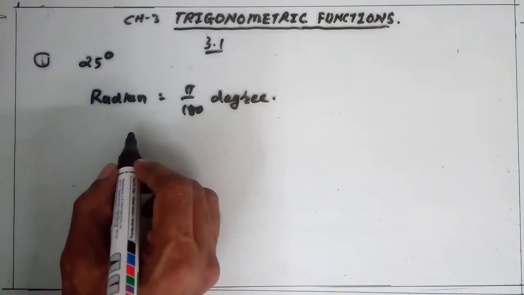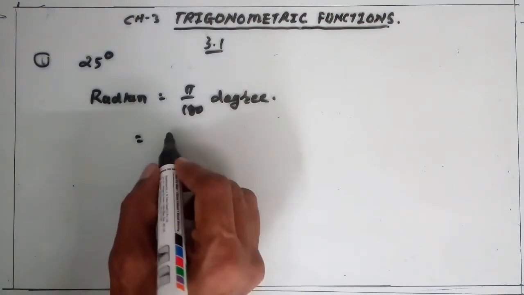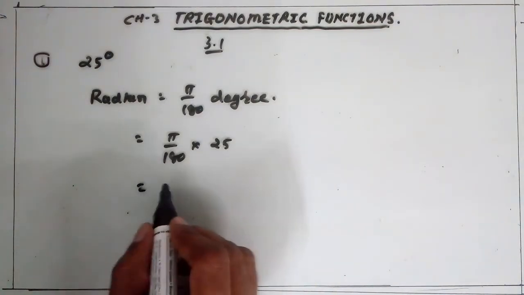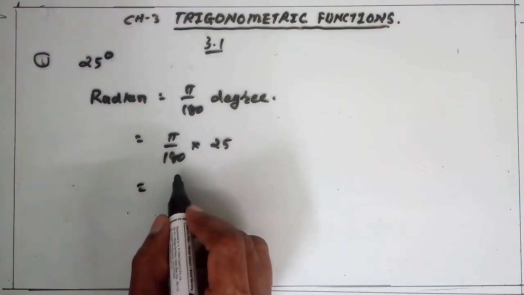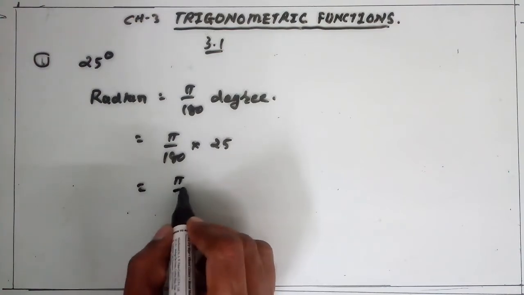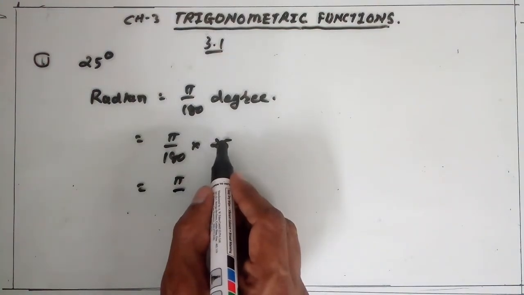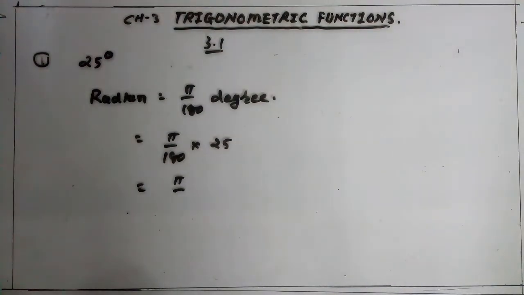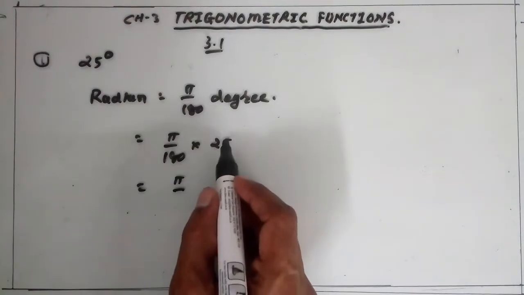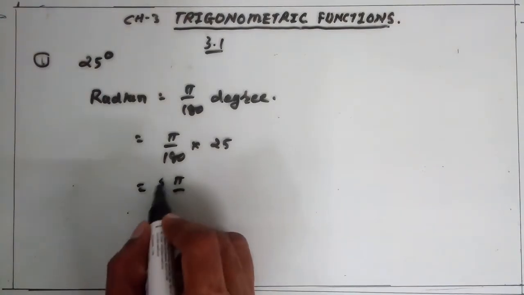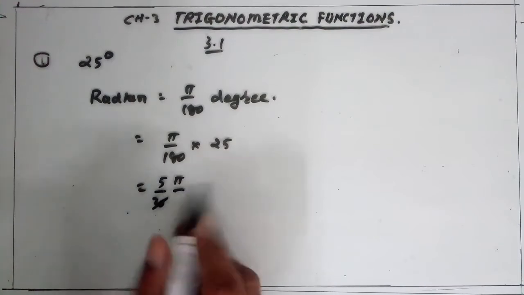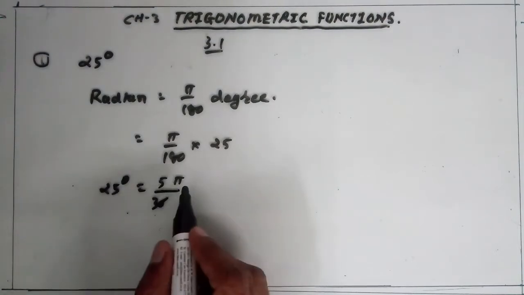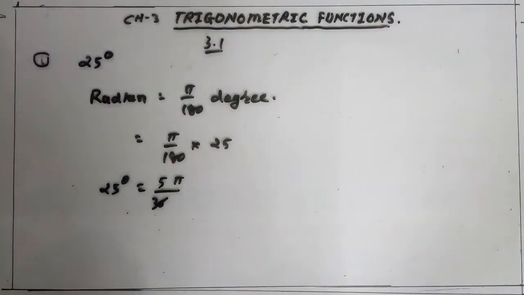So radian measure is equal to pi upon 180 into 25. Simplify this: pi upon, here 25 upon 180 is equal to, dividing by 5 to both, we get pi upon 36. Clear? So 25 degree is equal to 5 pi upon 36.